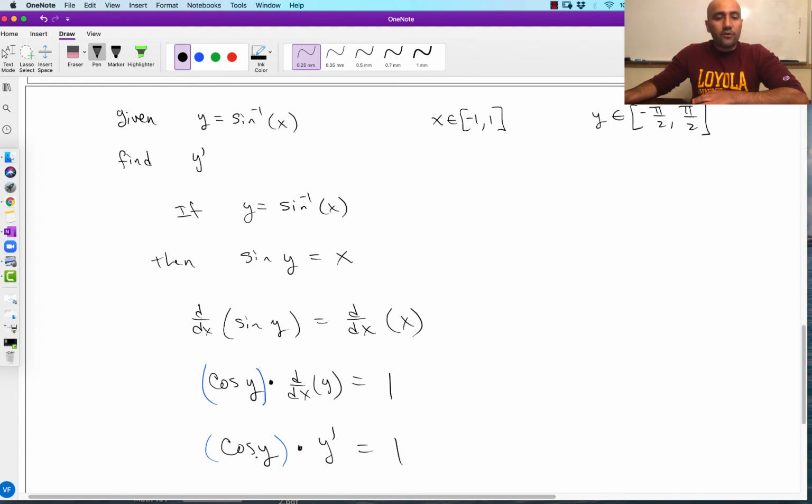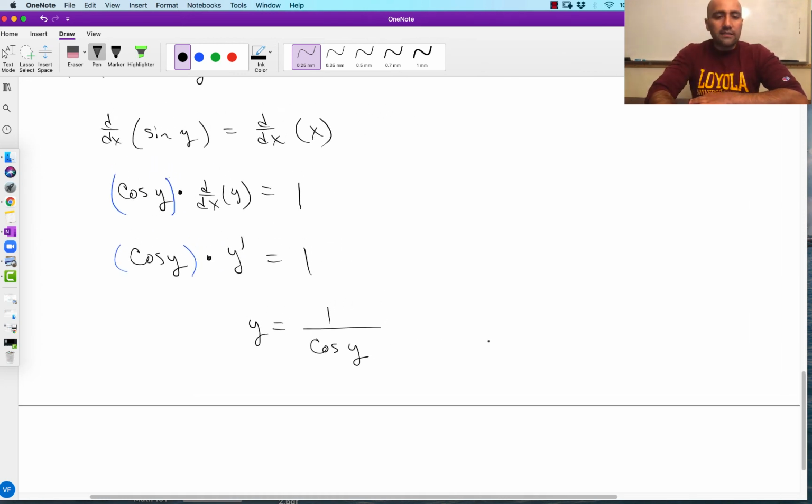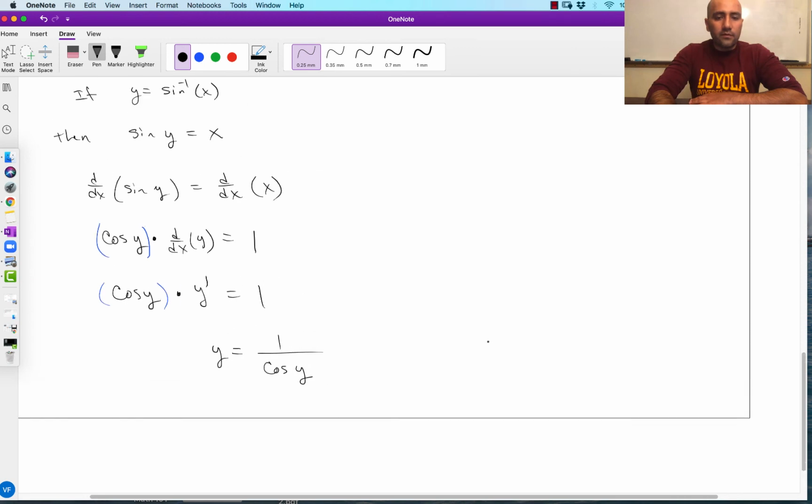So now we divide both sides by cosine of y to solve for y prime. So we get that y prime is equal to 1 over cosine of y. We're really close, but now we've got to simplify that a little bit.